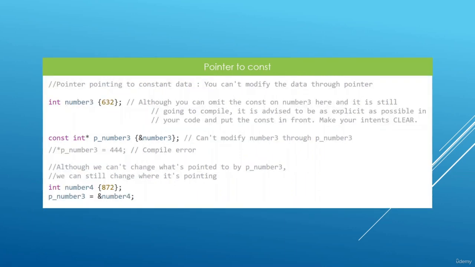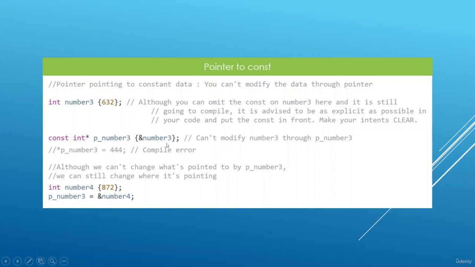Here is another example in which we have a pointer to const. And we say our pointer is pointer to const with a syntax like this. We say const int star. We give it a variable name and we can assign it where it can point. In this case, it is pointing to number 3 here because we passed in the address of number 3. Now, this is a pointer to const. What that means is that we can't go through it and modify the data pointed to.